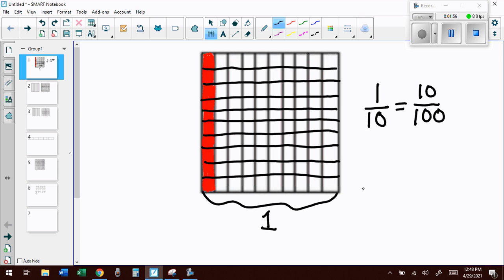So what I've done is I took my 1/10 and I multiplied it by 10. And I came out with 10 100ths.